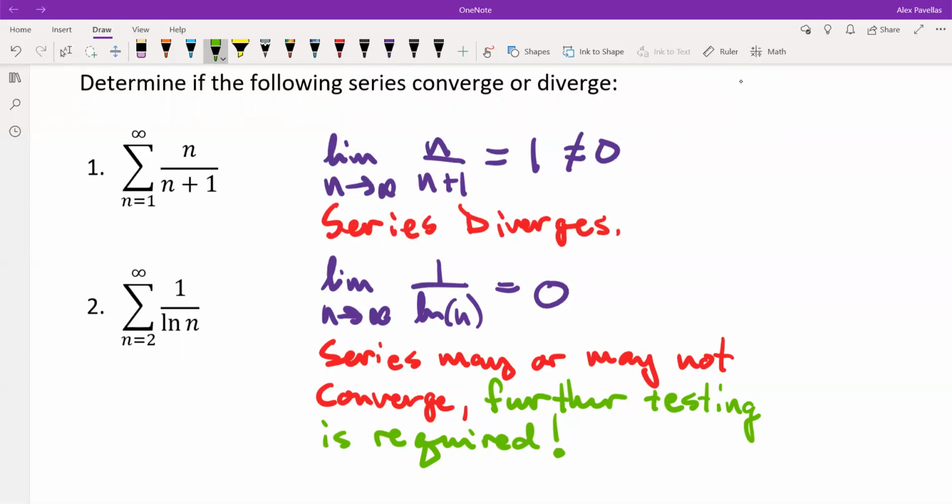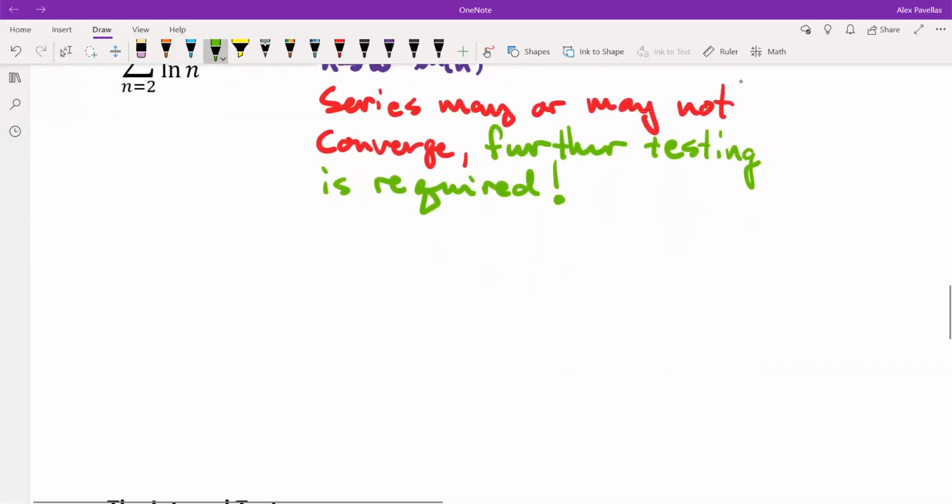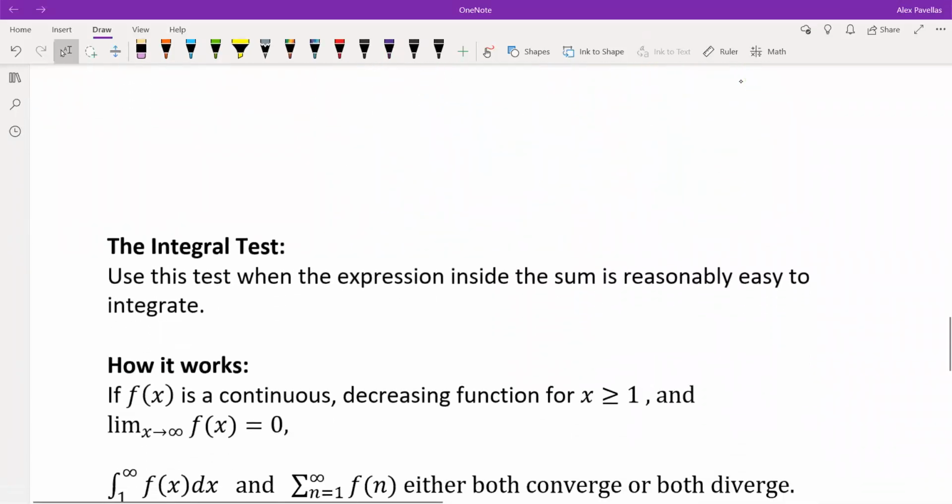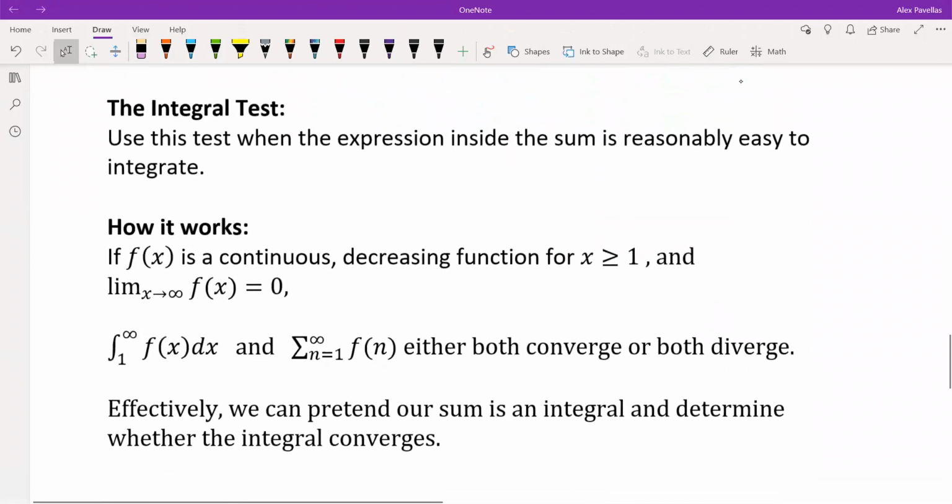Okay, so that's the test for divergence. It's pretty easy to use, but unfortunately you can only tell whether a series diverges with it. You can't tell if a series converges using it. So what's another test that we can use to actually see whether certain series converge?